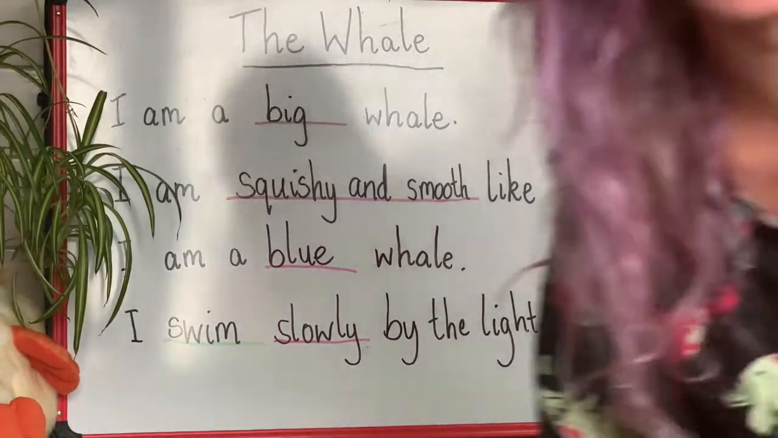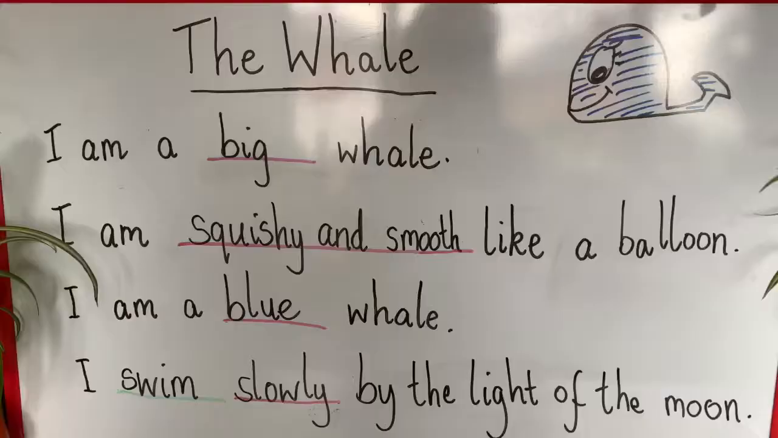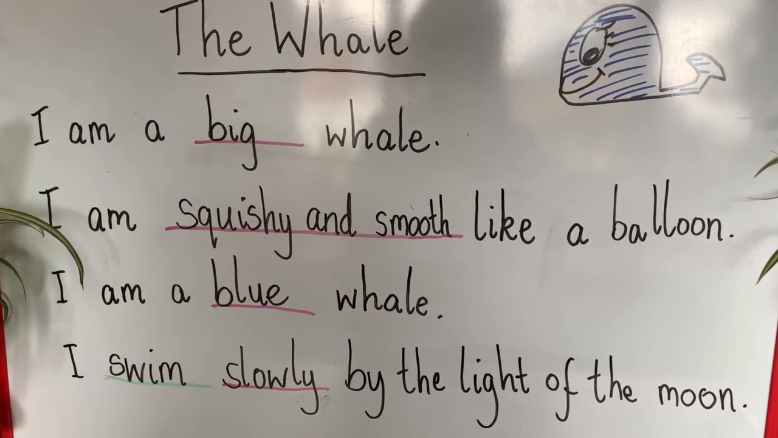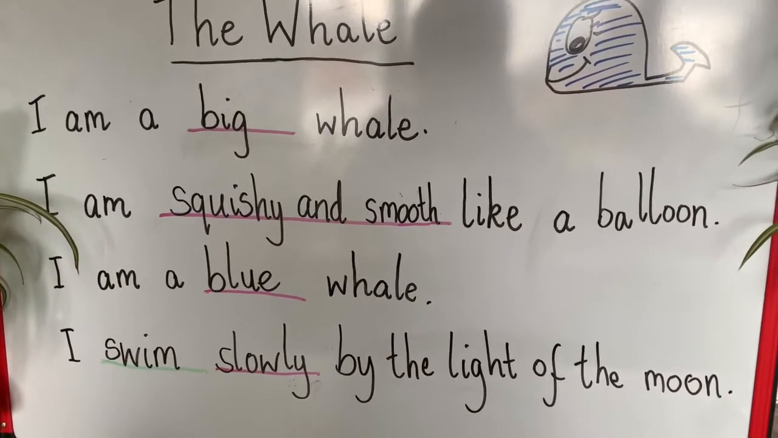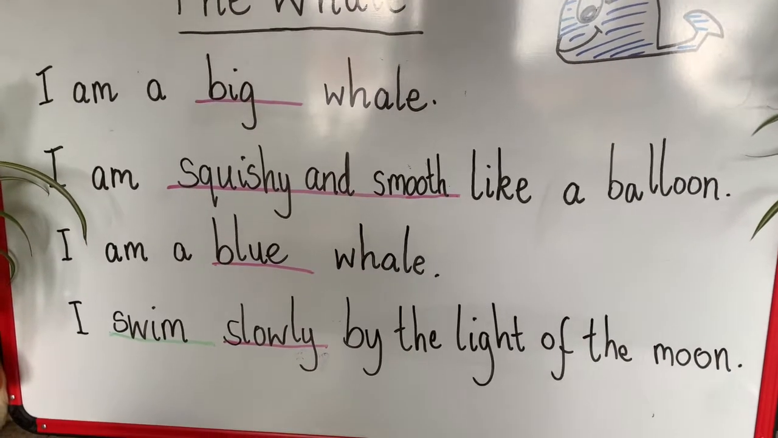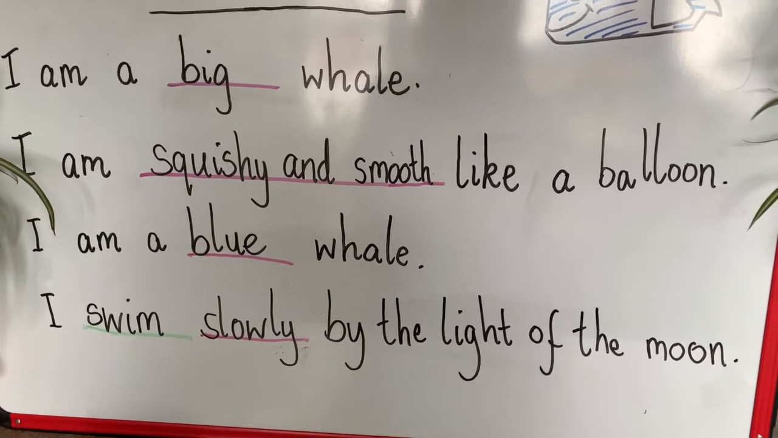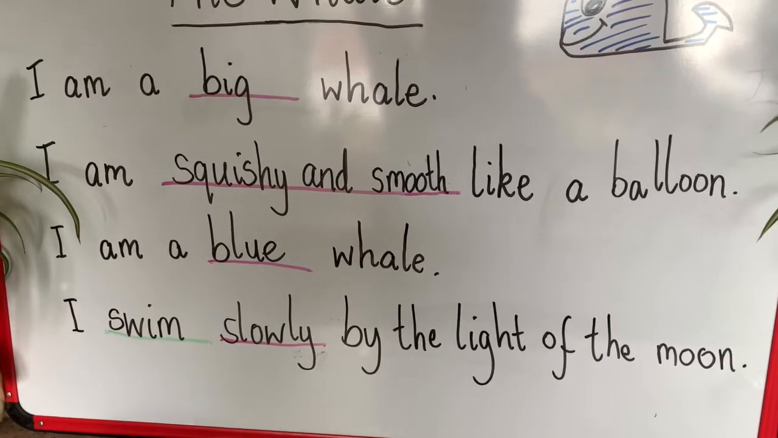Right, let's read it back and see how it sounds. I am a big whale. I am squishy and smooth like a balloon. I am a blue whale. I swim slowly by the light of the moon. Yay! I made it right!